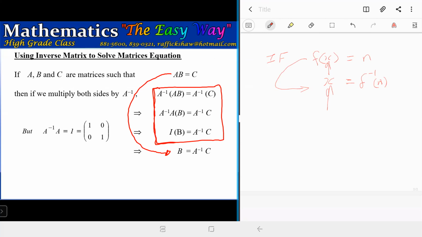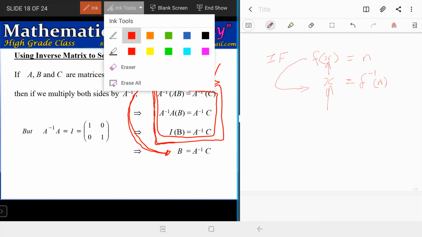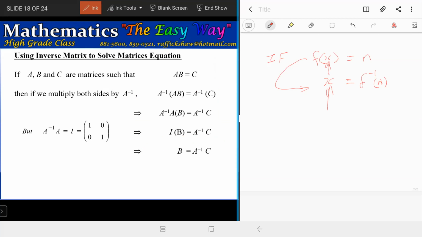But you have to, in the back of your mind, understand that really and truly, this inside here that we have marked is what took place, why we can jump from this to this. You multiply both sides by A to the minus 1. It is very important that you understand that that is what took place. All right, and that is it.